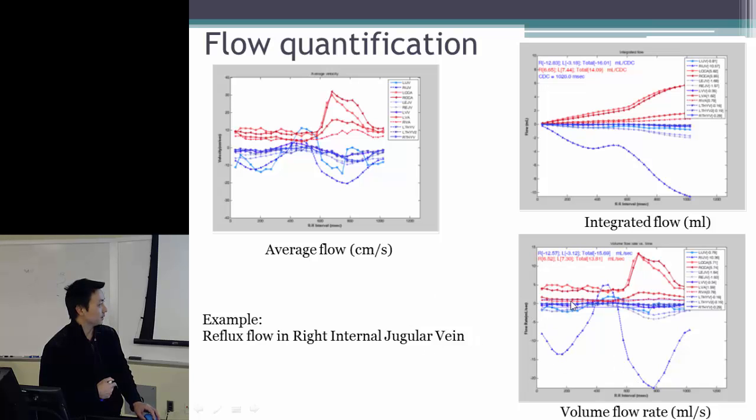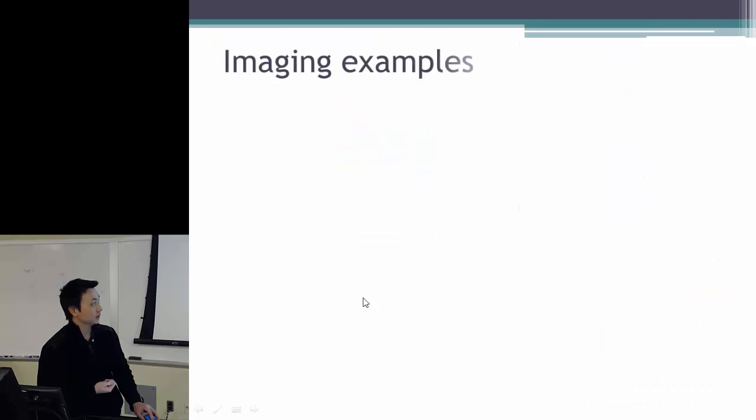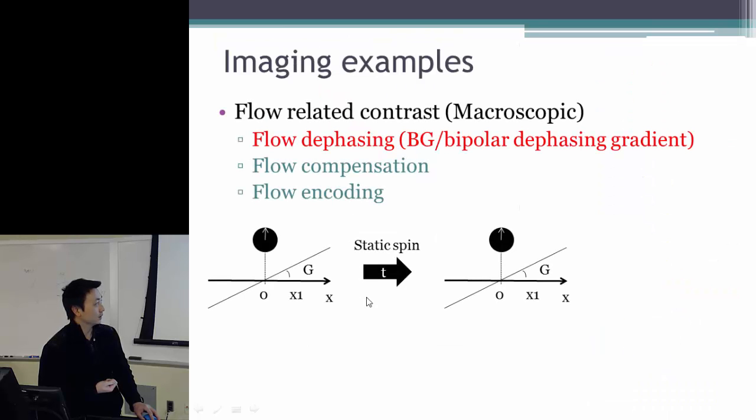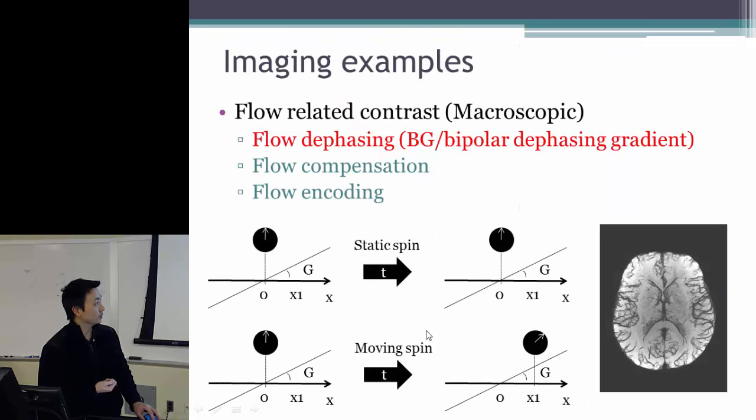In here we can see that the arteries and the veins basically have opposite phase and flow direction. And then we can also see that there is a major reflux in the right internal jugular vein. That means it's not a good thing to have. Okay, so here are some examples.